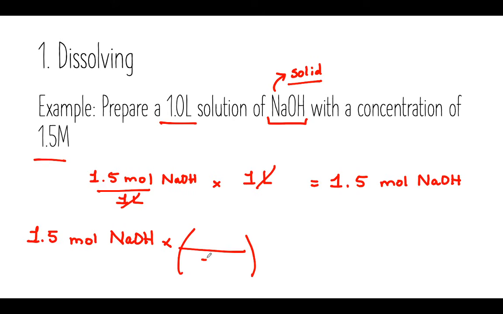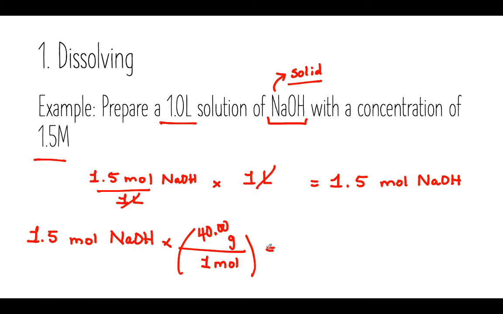So I know that in 1 mole of NaOH, there are certain grams of that sodium hydroxide. So once you do your calculation, looking at your periodic table, you will find that there are 40 grams in 1 mole of sodium hydroxide. In other words, the molar mass of NaOH is 40 grams per mole.